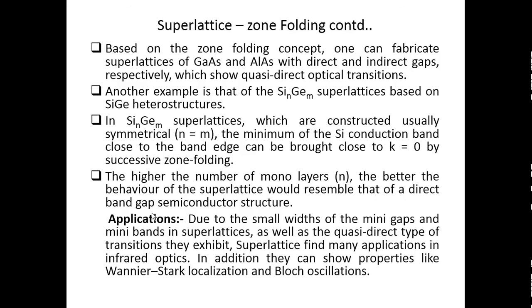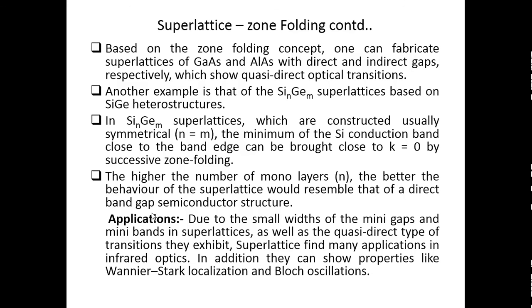So actually this zone folding concept helps us to fabricate superlattices of semiconductor materials with well-defined band structure. Or in other words, we can create a new material with controlled band structure. That is why superlattices are sometimes called artificial solids, because their band structure can be controlled by using the zone folding concept.